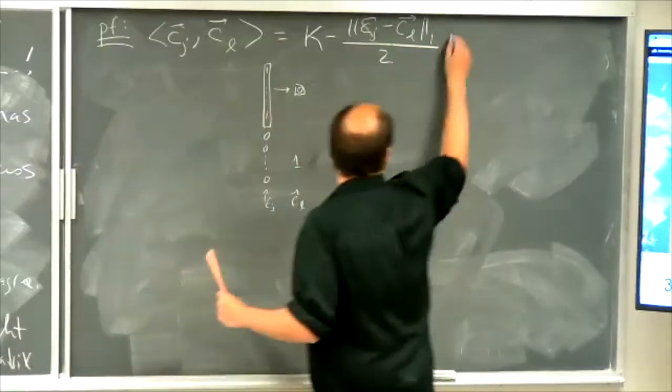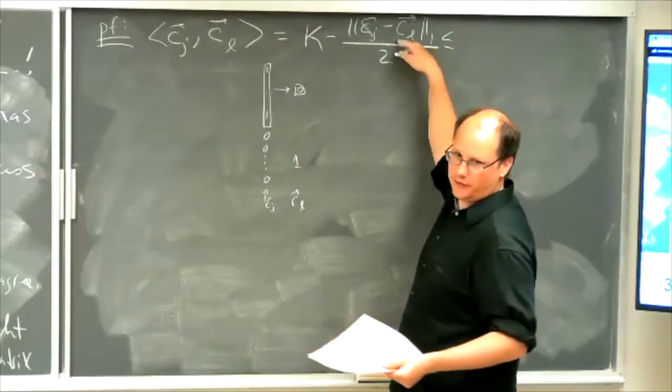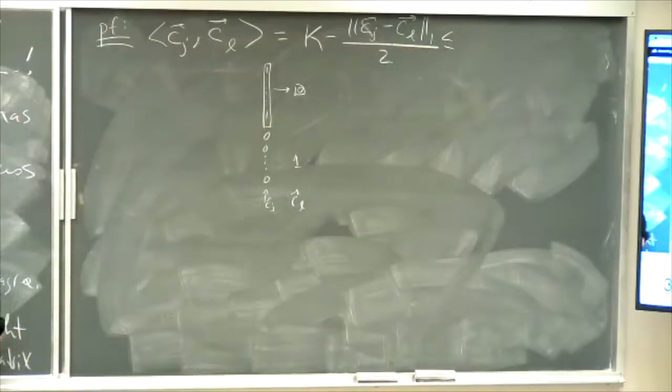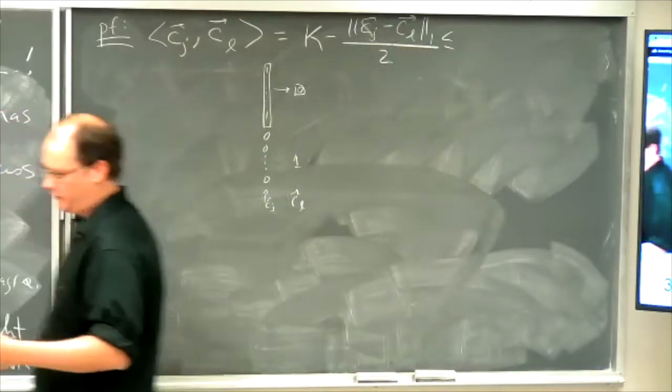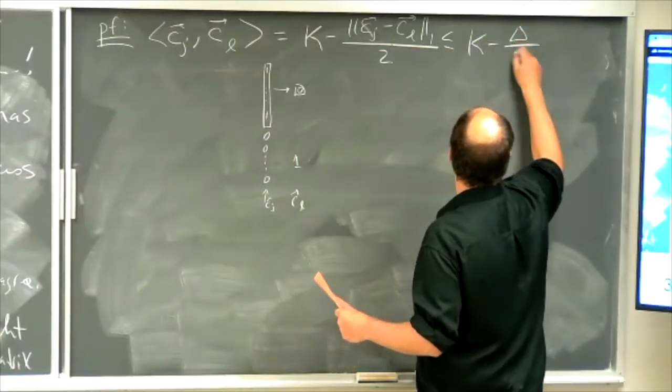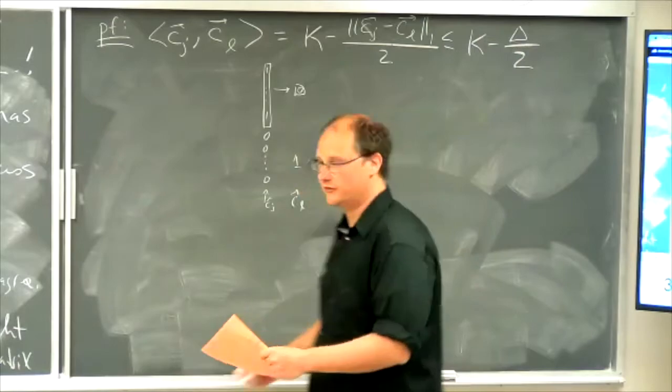And then I use my uniform bound, which is the definition of delta here, to bound that inner product. And I get that this is less than k minus delta over 2. And that is effectively the proof.